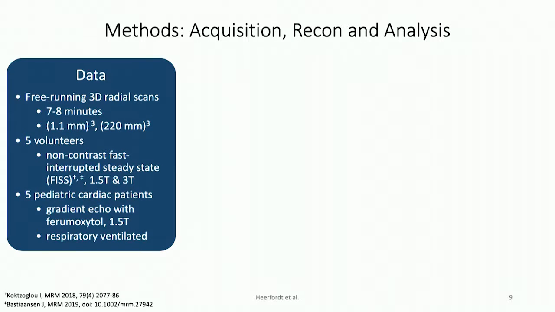So in order to validate this technique, in this proof of concept study, we were working with free-running 3D radial scans with an acquisition time of 7 to 8 minutes, 1.1 millimeters isotropic resolution. We had 5 volunteers acquired with a non-contrast, fast-interrupted steady-state sequence, and also 5 pediatric cardiac patients scanned with a gradient echo sequence after administration of ferumoxytol. And these children were respiratory ventilated.